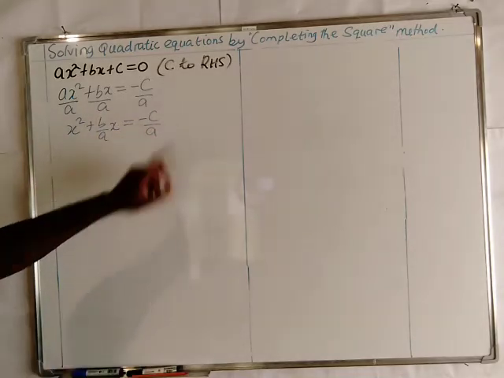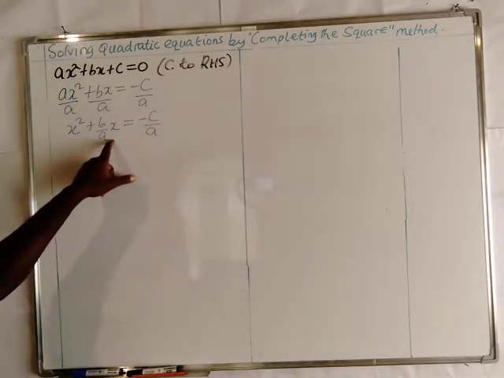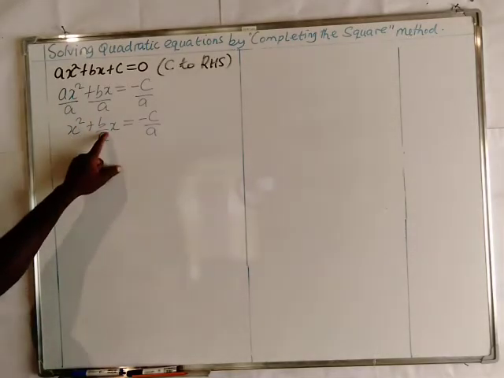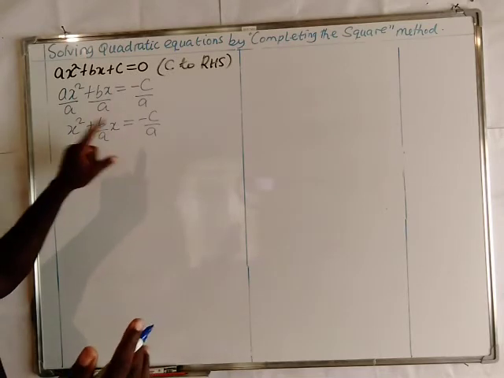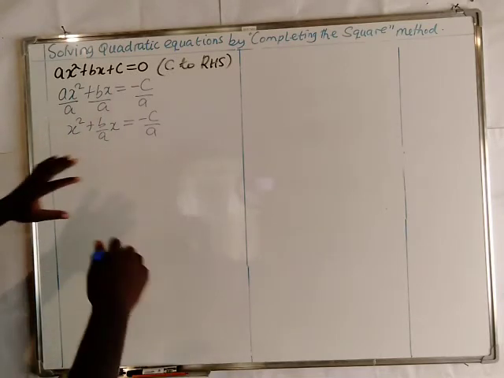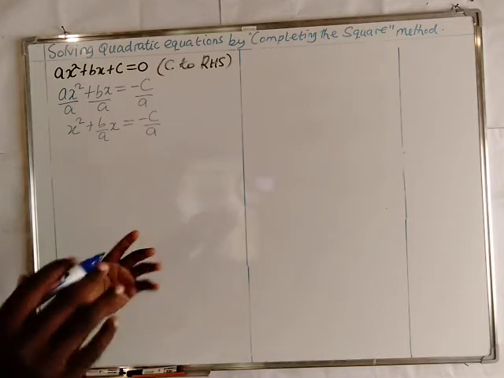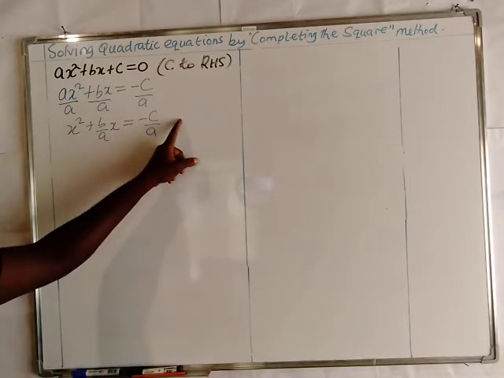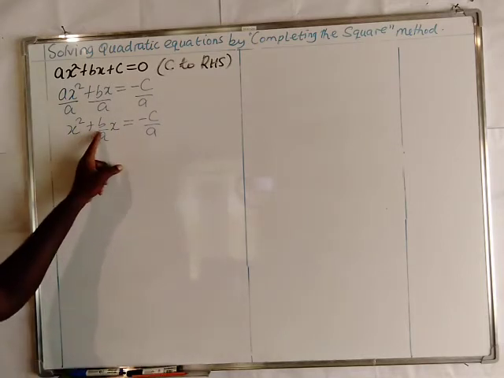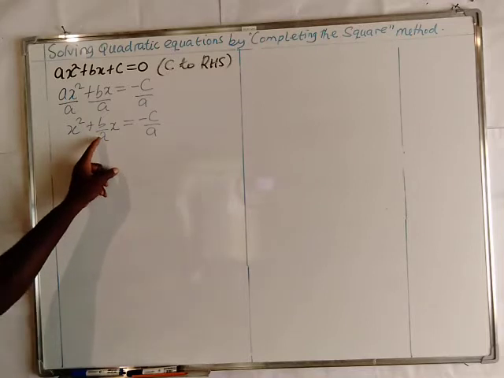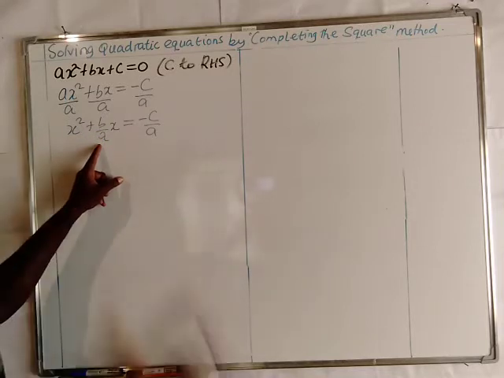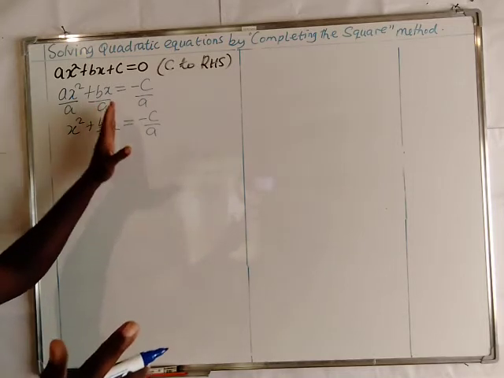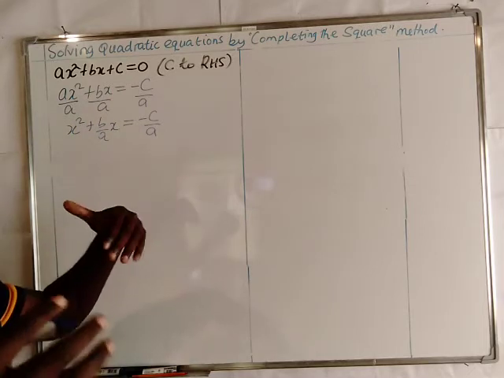When we reach this point, we now have to look for half of the coefficient of x, which is b over 2a, then we square it so that we get b squared over 4a squared. After getting b squared over 4a squared, we add it to both sides of the equation, here on the left hand side and on the right hand side. So we get half of b over a, which is b over 2a. We square it so that we have b squared over 4a squared, and we add it to both sides, the left hand side and the right hand side. Actually, that is what we call completing the square.